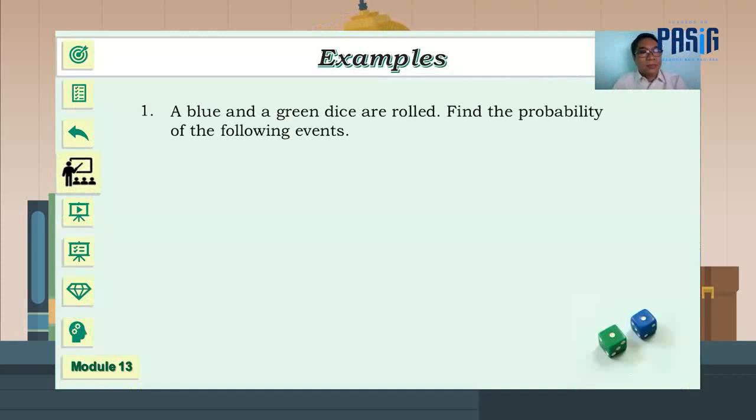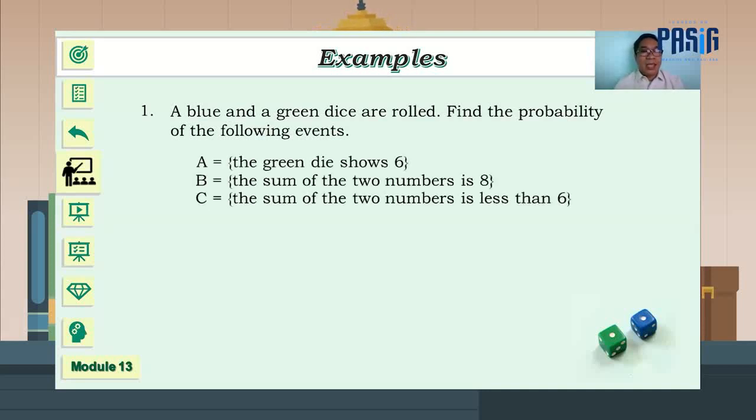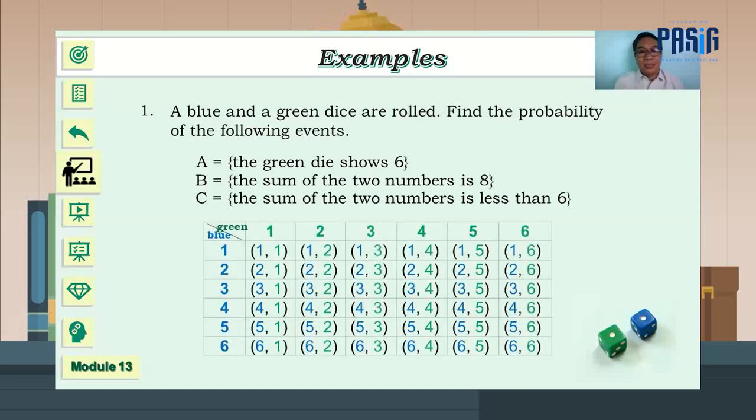Let's have an example. A blue and a green die are rolled. Find the probability of the following events. A, the green die shows 6. B, the sum of the two numbers is 8. And C, the sum of the two numbers is less than 6. Showing from the table, those on the right side of each pair are for the green die, and on the left side, of course, for the blue die.